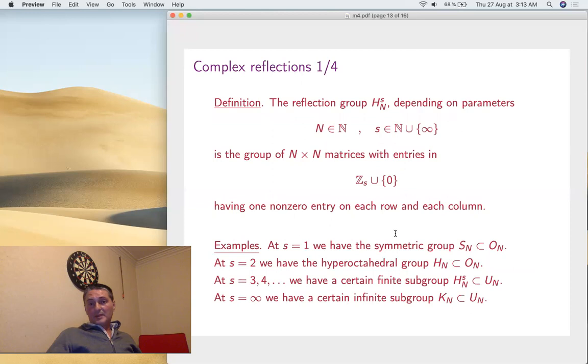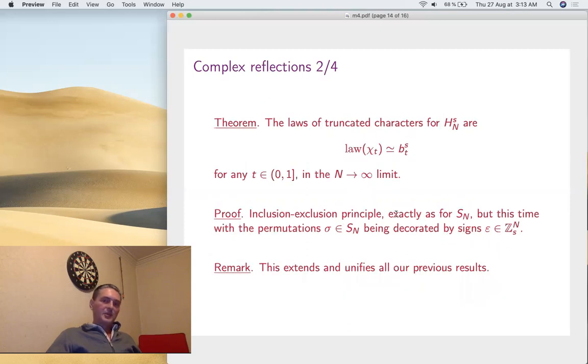So what's left to prove is that, well, let's go back to the reflection group. No surprise, that's a slide we already had before, so it's a reminder. So this is the HNS, the group of permutation-like matrices with entries here. It generalizes everything. And now, no surprise, the laws of characters are these higher Bessel laws that we introduced. Once again, inclusion-exclusion as for Sn and for Hn, but this time the permutations must be decorated by signs. And this is good. I mean, that's a final theorem. It unifies everything that I said so far.